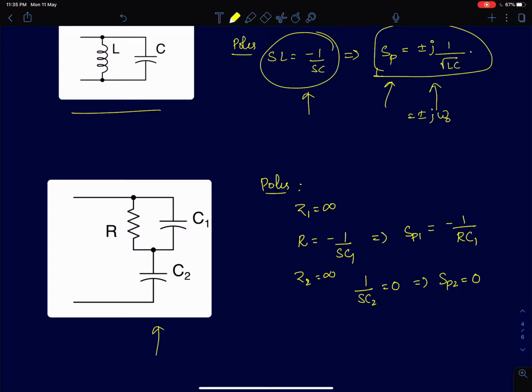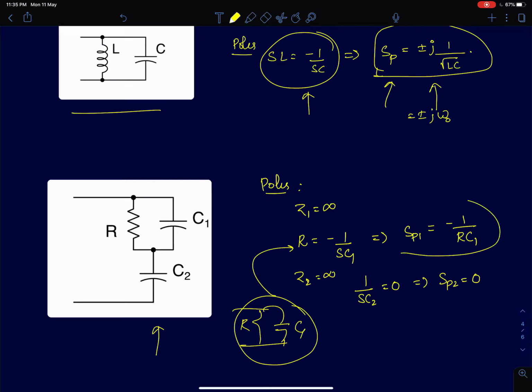The first condition is Z1 blowing up to infinity. Z1 here is nothing but R and C1 in parallel. Now this combination can blow up to infinity if R is equal to minus 1 by SC1. From that we get the location of the pole to be minus 1 by RC1.